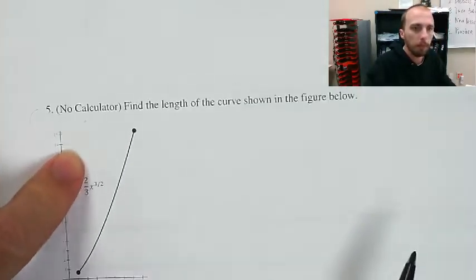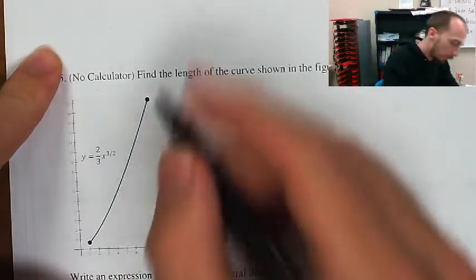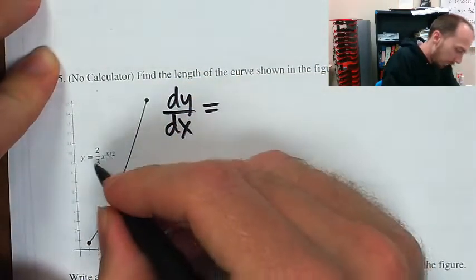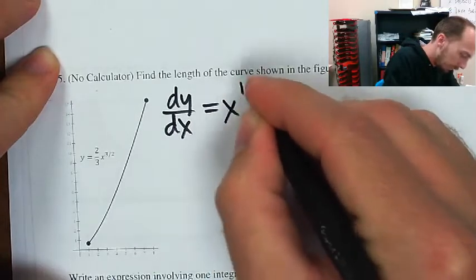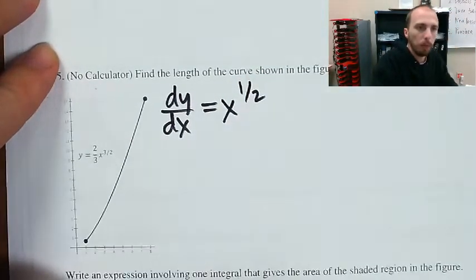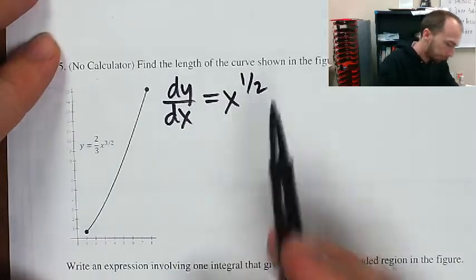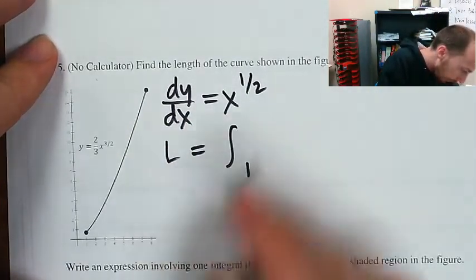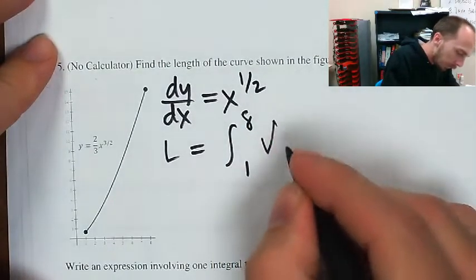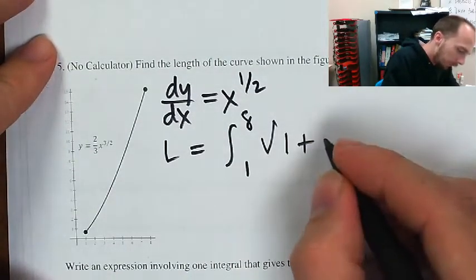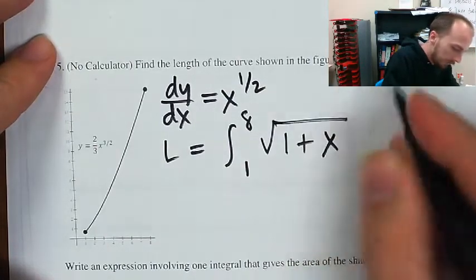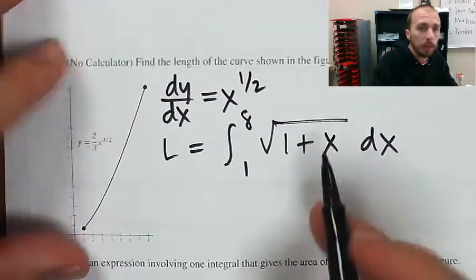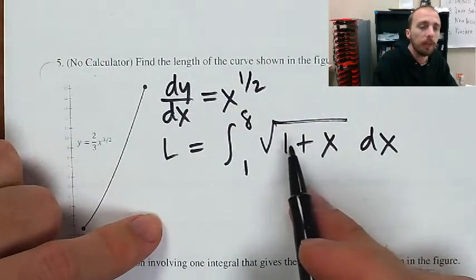Okay, find the length of the curve shown in the figure. Okay, 2/3 x to the 3/2. That means that dy dx is equal to 3/2 of 2/3 is 1, x to the, subtract 1 from the power, that'll be x to the 1/2. So the length is going to be the integral from 1 to, it looks like 8, of the square root of 1 plus dy dx squared, which is going to just be x dx.